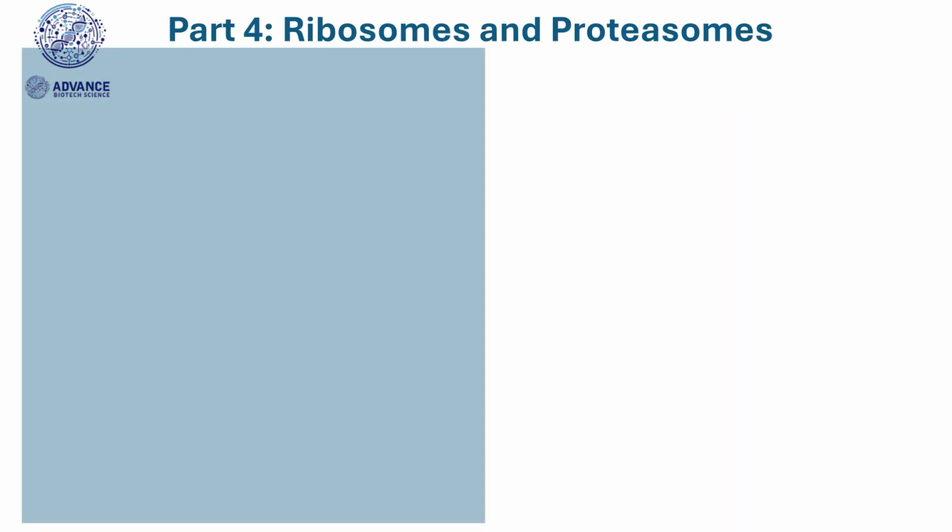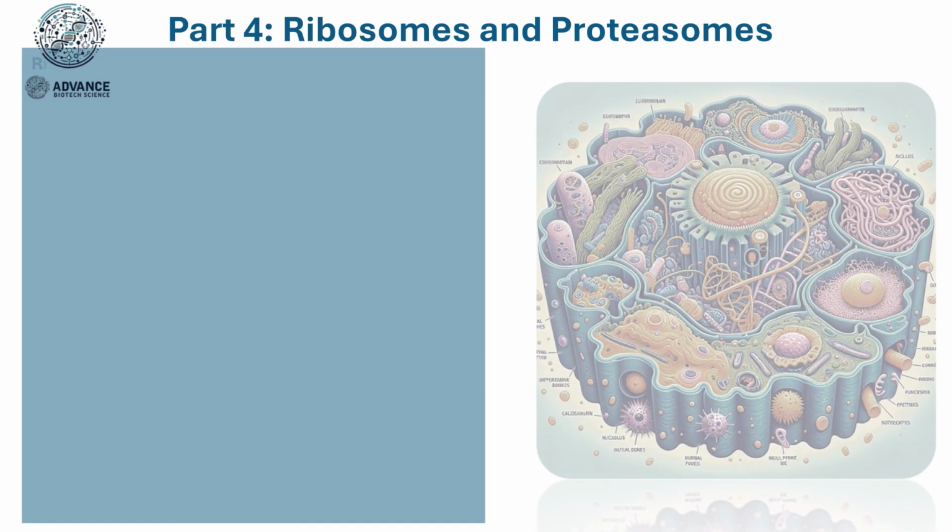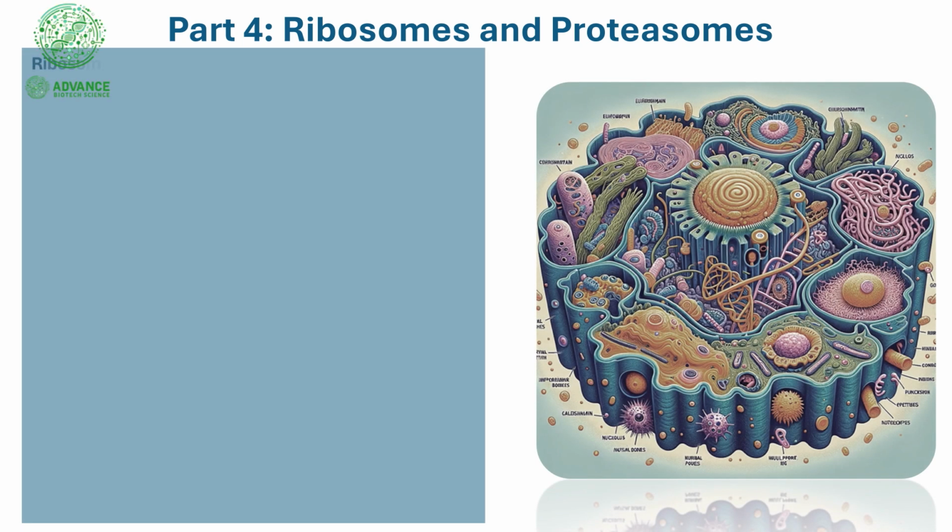Part 4. Ribosomes and Proteasomes. Ribosomes, protein synthesis machine scene setup. We move back into the cytoplasm, where ribosomes, the cell's protein factories, are hard at work. Ribosome structure. Ribosomes consist of a large and a small subunit, each composed of RNA and protein.